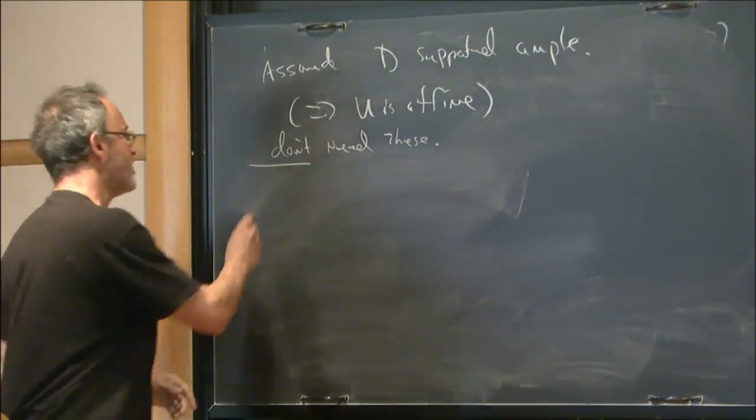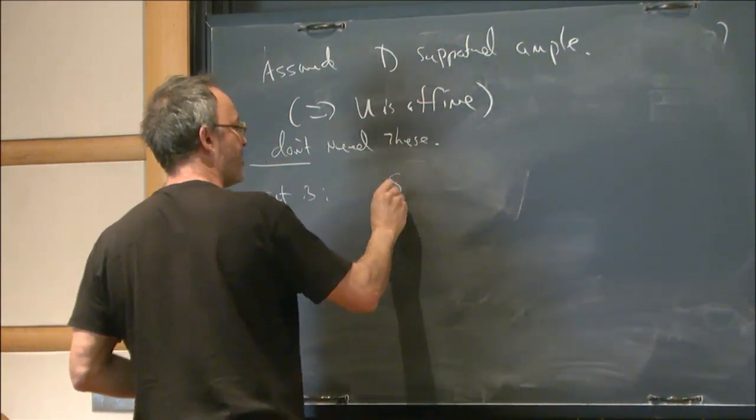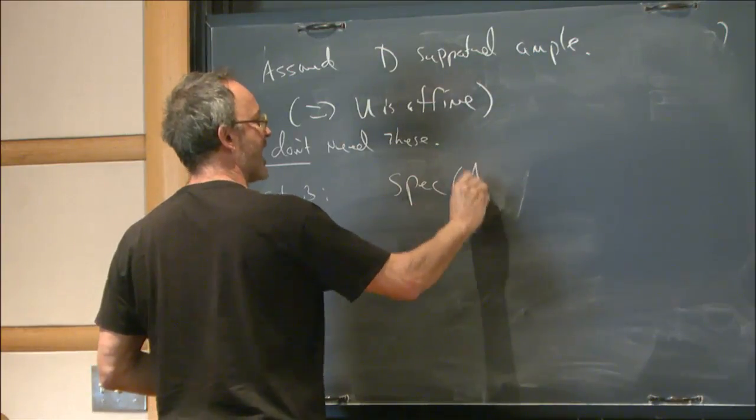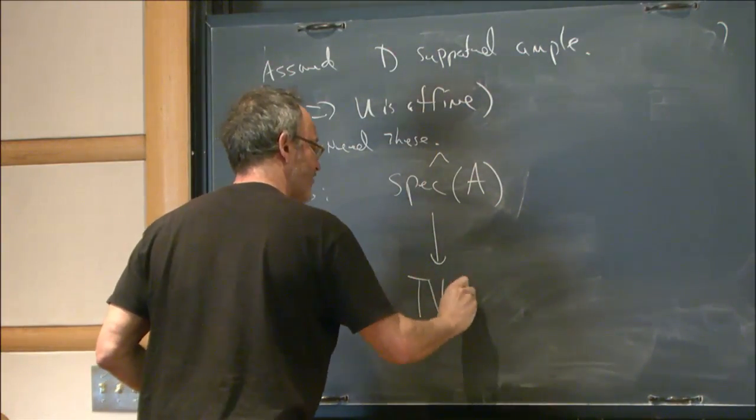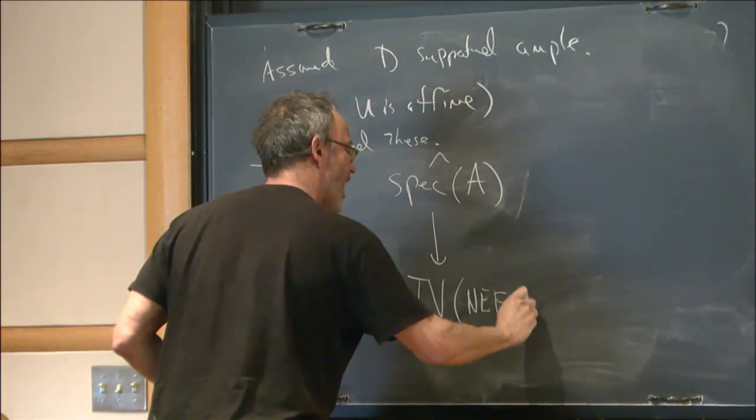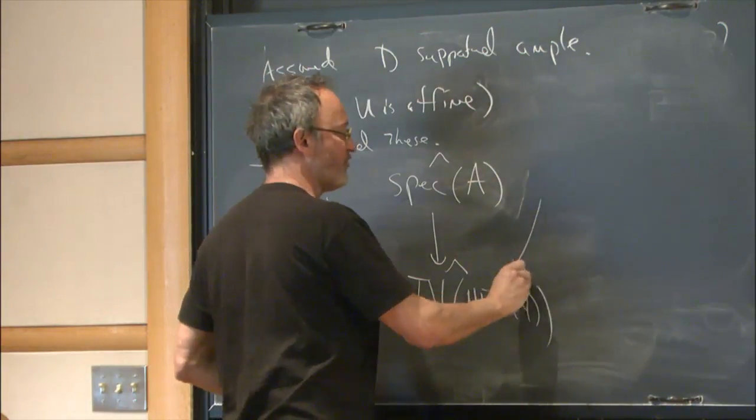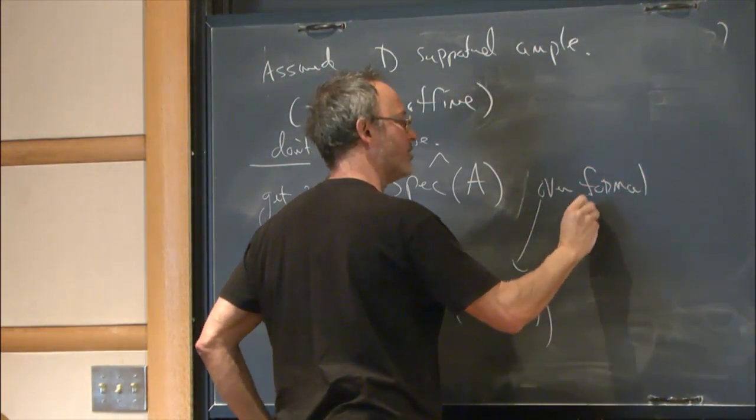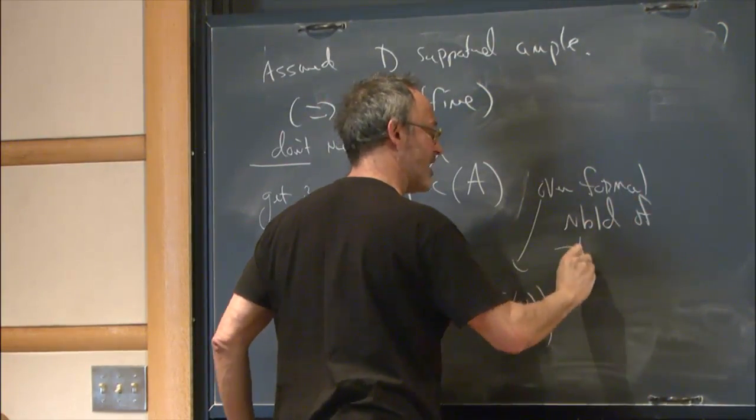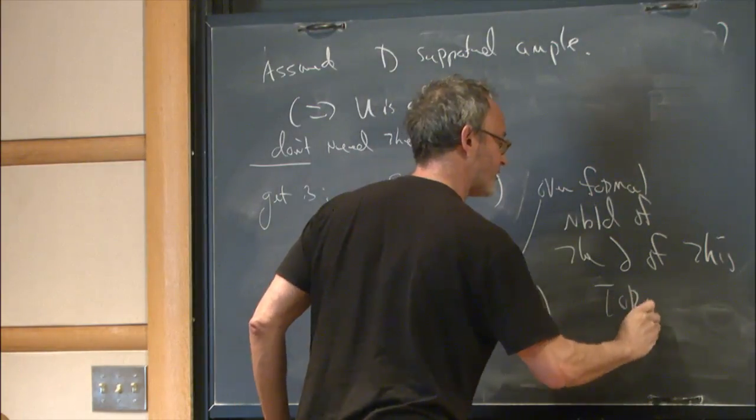So what you get is the same family, Spec A, let's say with a hat, over the toric variety for the Neff cone of Y with a hat. You only get the family in general over the formal neighborhood of the boundary of this toric variety.